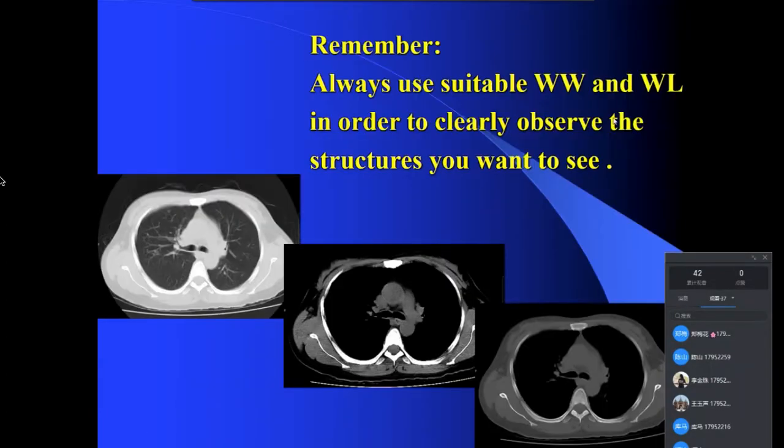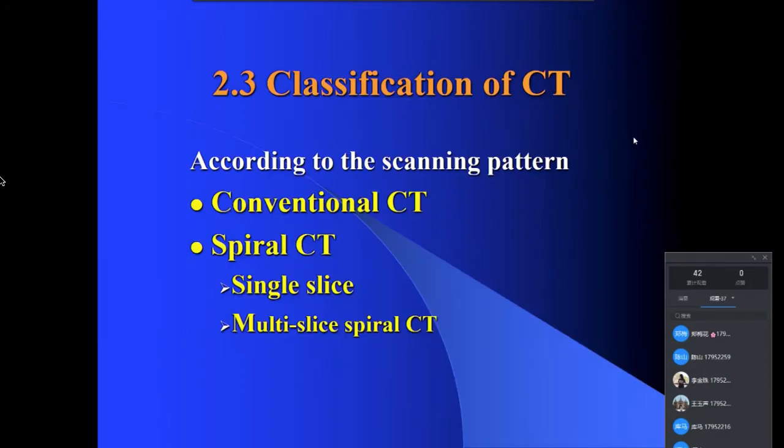You should use suitable window width and window level in order to clearly observe the structure you want to see. And the classification of CT: the conventional CT and the spiral CT.